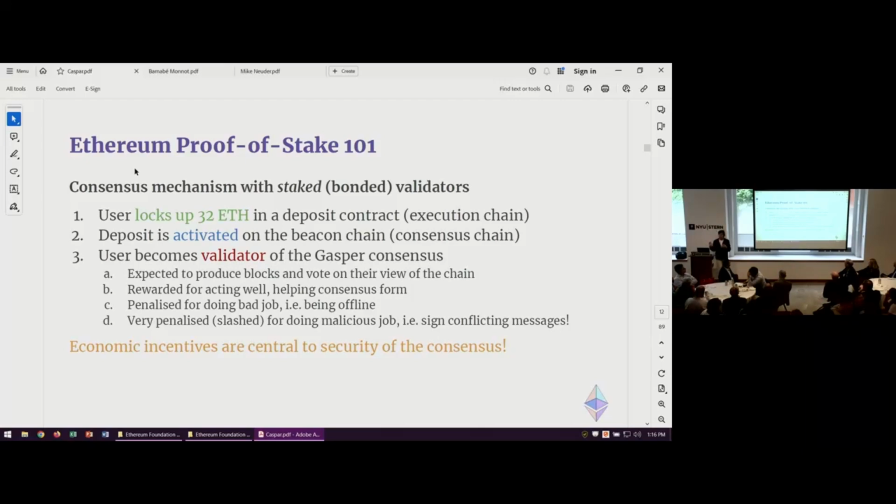And so the high-level point here is that in proof-of-work land, we have only this reward dimension, whereas in proof-of-stake, we have both rewards but also penalties, which gives us a new dimension in order to incentivize correct behavior in the system.